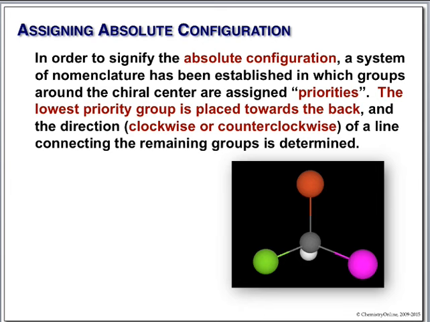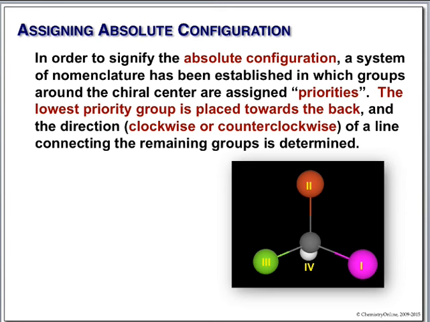Let's just see how this would work. What if I let this hydrogen be priority number 4? Let's do this as 1, 2, and 3. Okay? What I'm going to do is take the lowest priority group and put it so it's going away from me, like it is here.